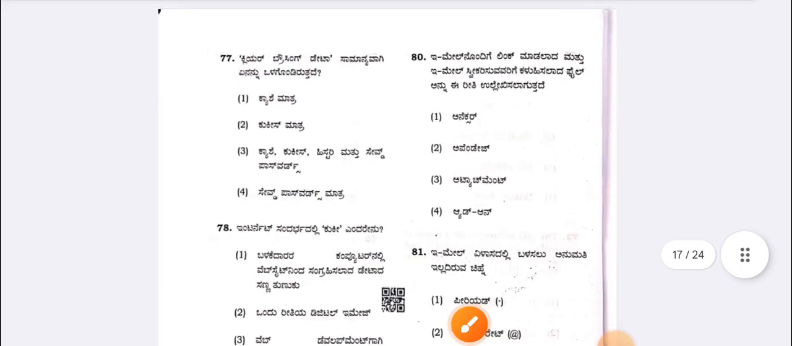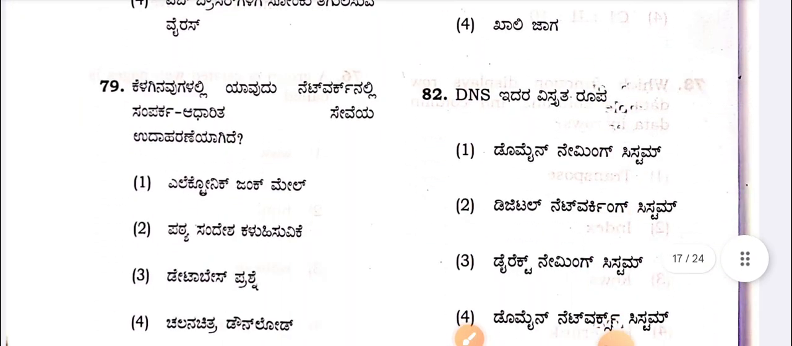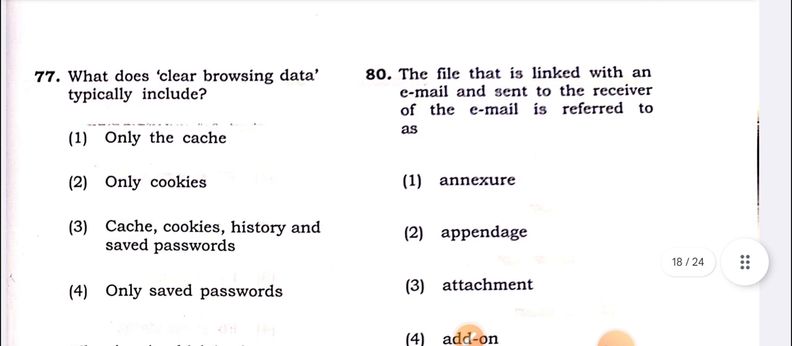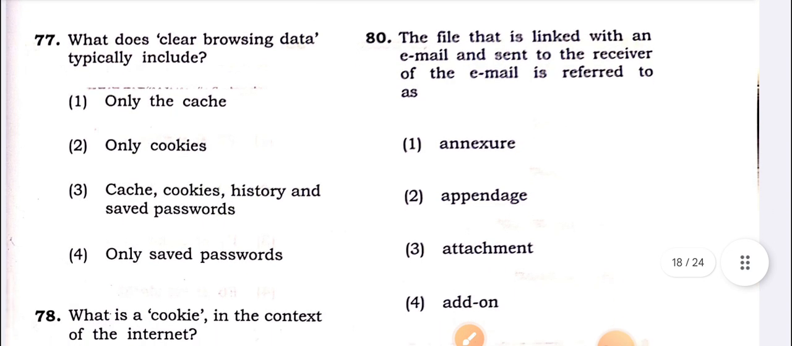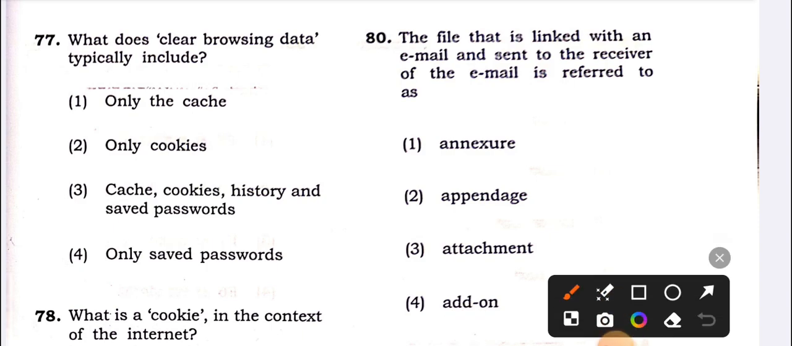So the next question is the 77th question. What does clear browsing data typically include? Only the cache, only cookies, cache, cookies, history and saved passwords, only saved passwords. The correct answer for this question is option number 3, that is clear browsing data includes cache, cookies, history and saved passwords.